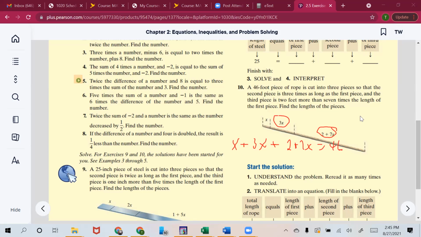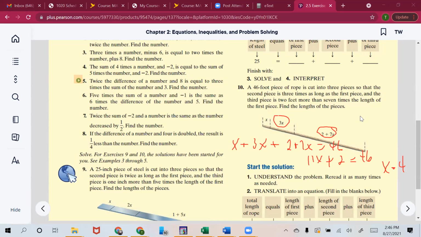If I combine like terms here, X plus 3X plus 7X is going to be 11X plus 2 equals 46. I'm going to subtract 2 from both sides. So I'm going to get 11X equals 44. And then I'm going to divide by 11. So X is going to be equal to 4. Okay, I know I skipped that step. I want you to pause the video, work through it, make sure you get the same thing that I do, and then start it back up.